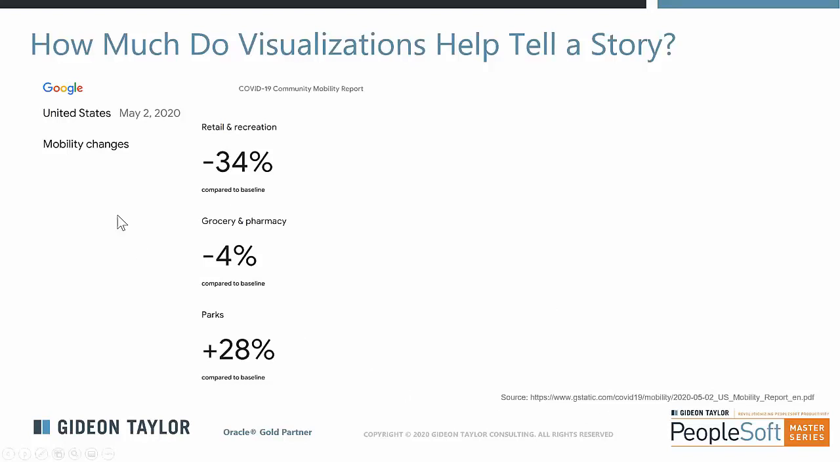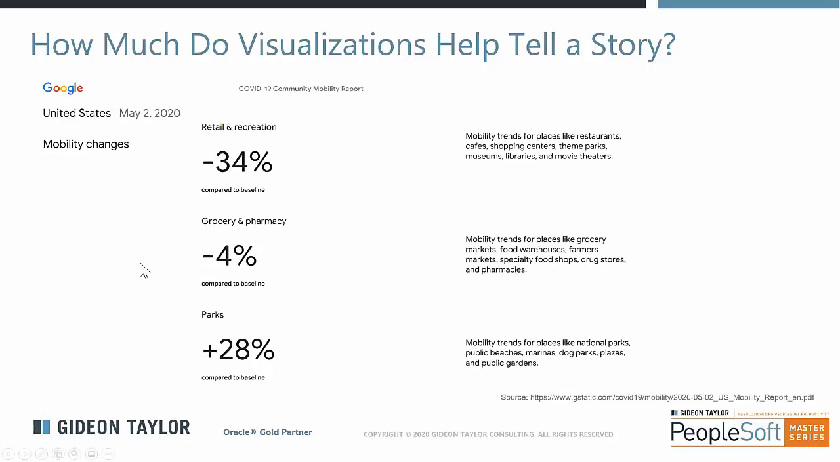So here are some numbers where we've got less travel for retail and recreation, a little less for grocery and pharmacy, more travel to parks. Okay, that's interesting. So we've got a little bit of data here. We have some numbers, and that can help us to understand a little bit what's going on. We can add some text to help us have a little deeper understanding of what we're talking about.